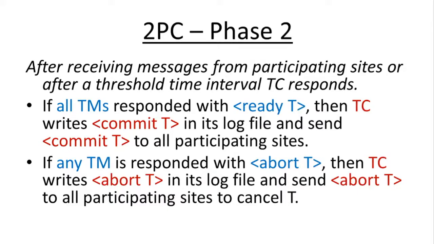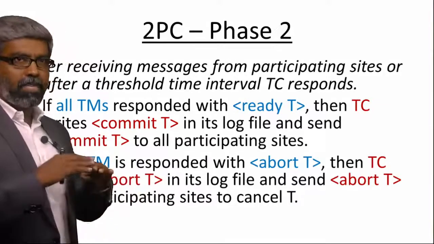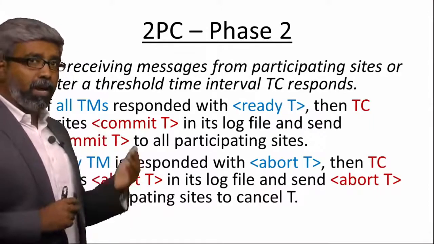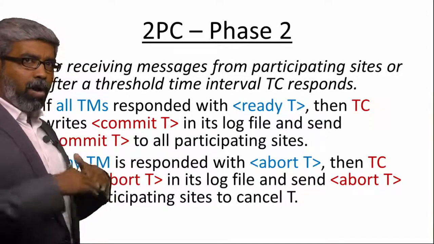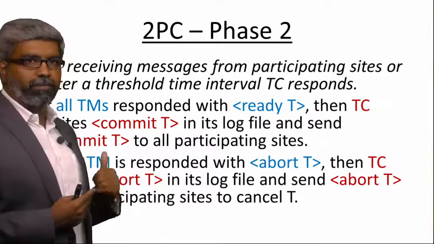So what happens is, after receiving all the messages from the participating sites, the transaction coordinator is going to decide what to do. First case, if all transaction managers responded with a ready T message, then the transaction coordinator writes a commit T in its log file and sends a commit T to all participating sites. That is, all are ready to commit. So it writes the commit T. This transaction was successfully completed, so the transaction can be committed, and it can be committed in all the participating sites as well. So it responds with a commit T message to all the participating sites.